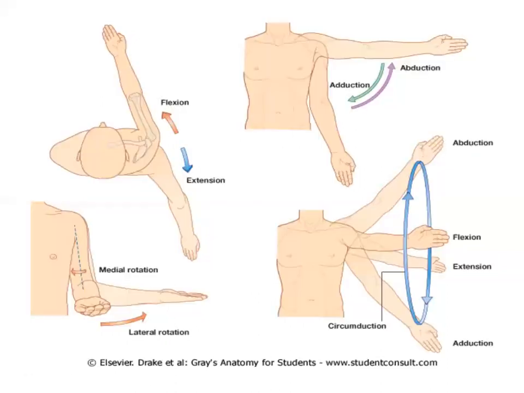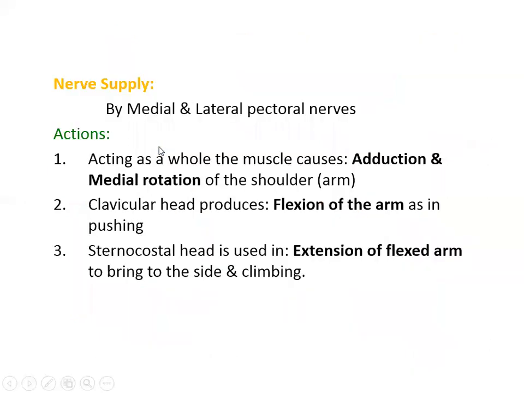So the sternocostal head helps when the arm is in a flexed position, bringing it back to the normal position, not extension, but back to the normal position. That is done by the sternocostal head. The sternocostal head helps in the extension of the flexed arm to bring it back to the side, as in the case of climbing.